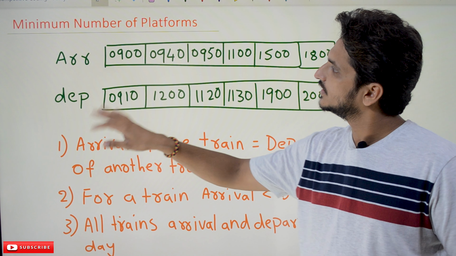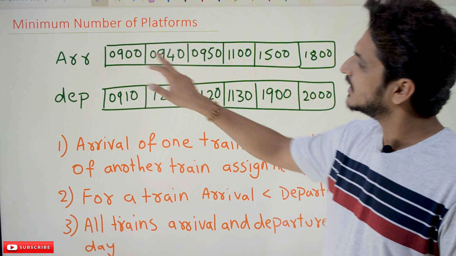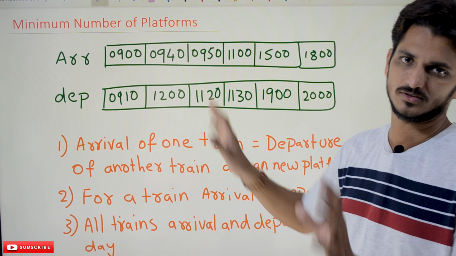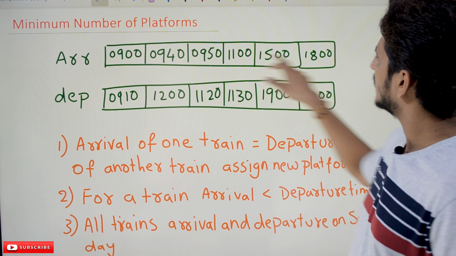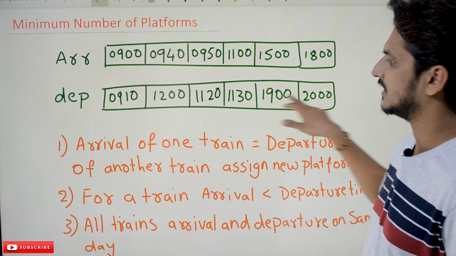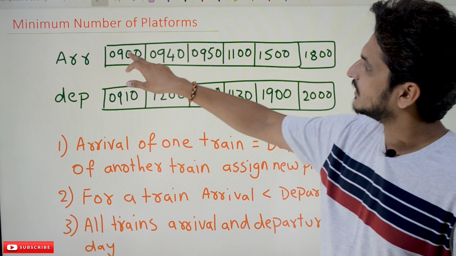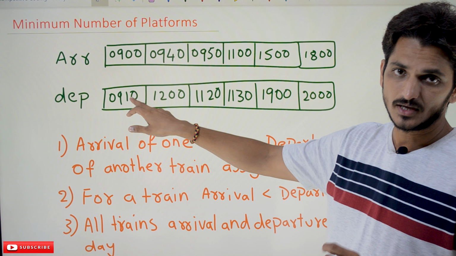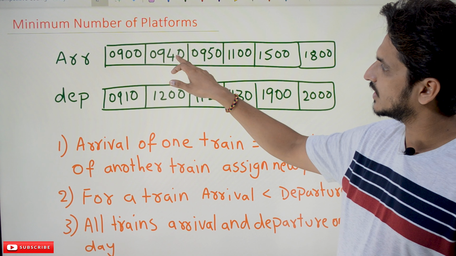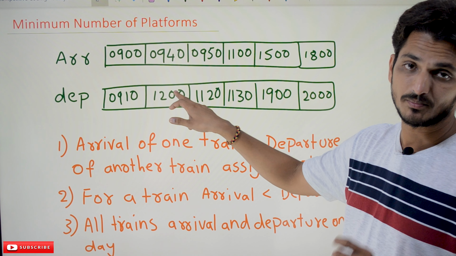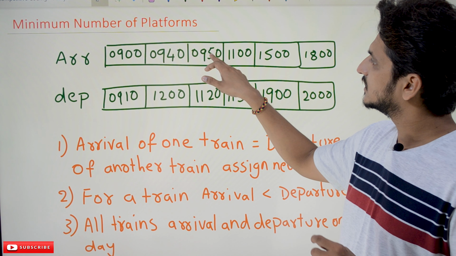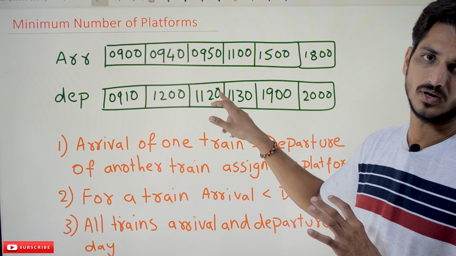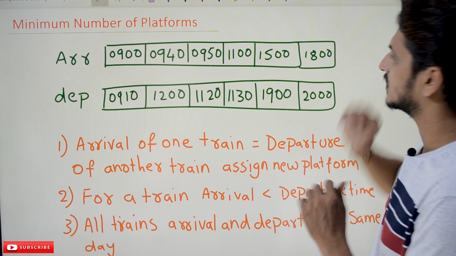Coming to the question, they are going to provide you the arrival times and departure times of some trains. So this is the arrival trains list and this is the departure trains list. The first train is going to arrive at 9 and it is going to depart at 9:10. The second train is going to arrive at 9:40 and it is going to depart at 12. And the third train arrives at 9:50 and it is going to depart at 11:20. This is how the two lists are shown.